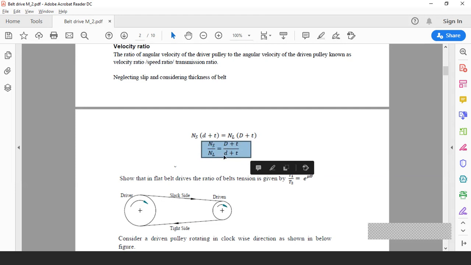So this may be reversed. Suppose the larger pulley is the driver and the smaller pulley is the driven. In that case, you have to interchange or take the reciprocal of this equation.